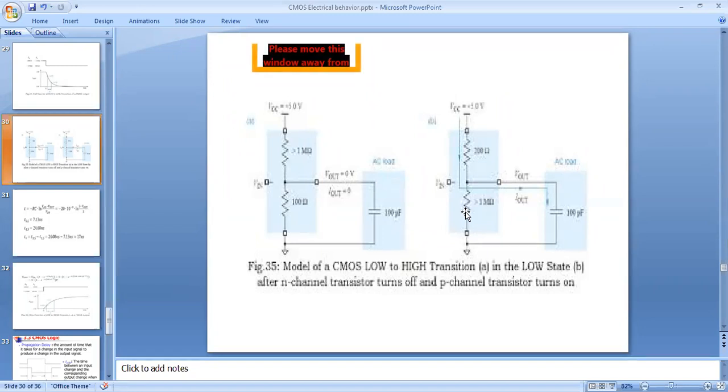The N channel acts as an off device. Therefore, the current flows from the supply through the P channel transistor, through V out, through the load, and reaches ground. Now what is this current? This current is a source current. In the previous case we got a sink current; here we got a source current. Represent the current direction also.